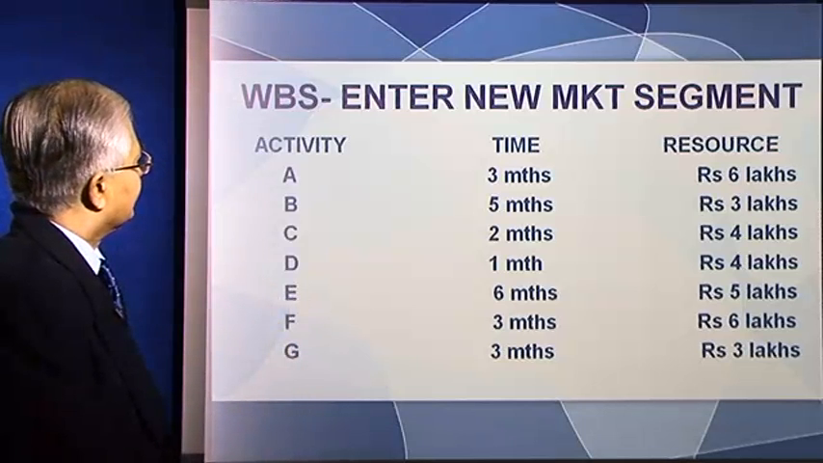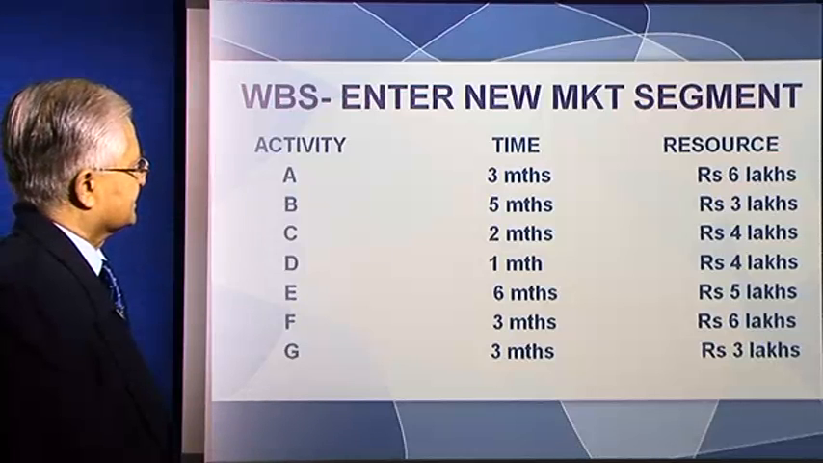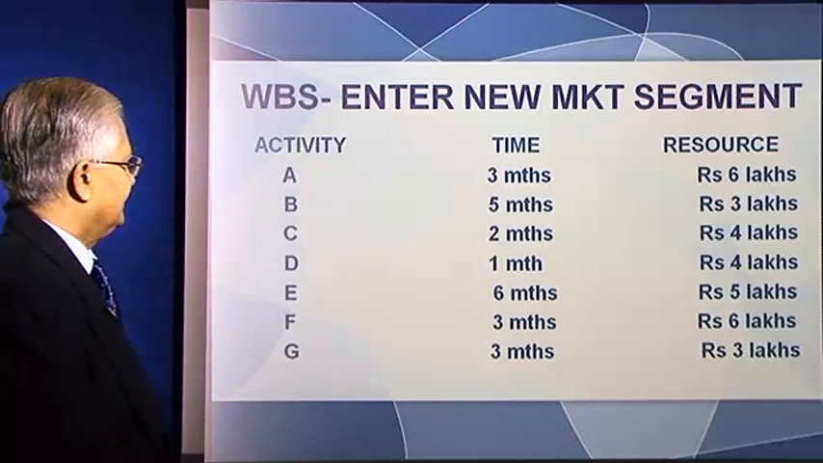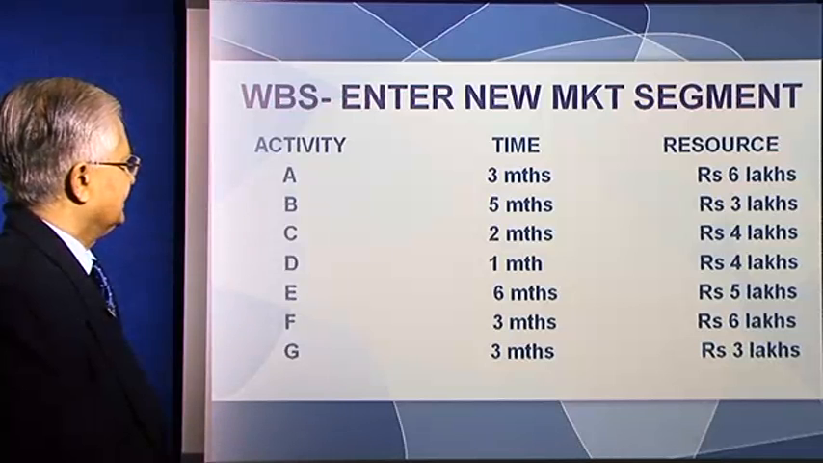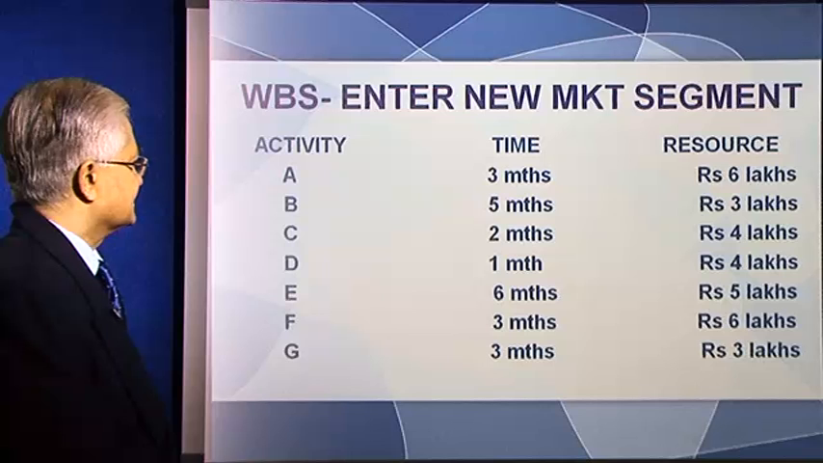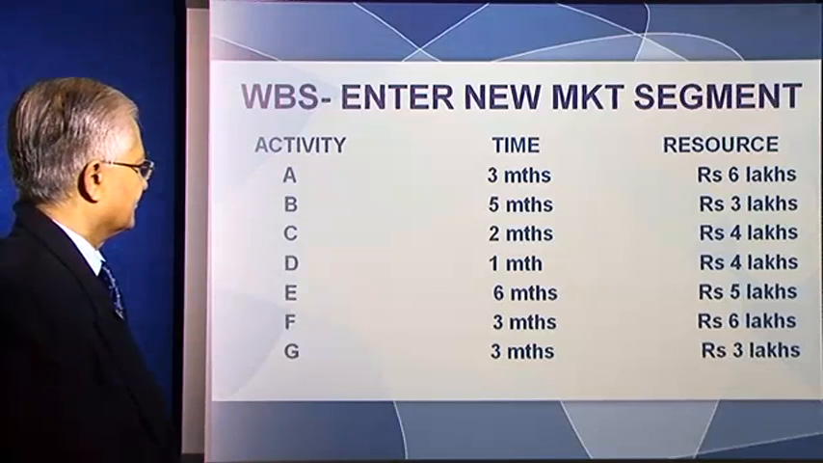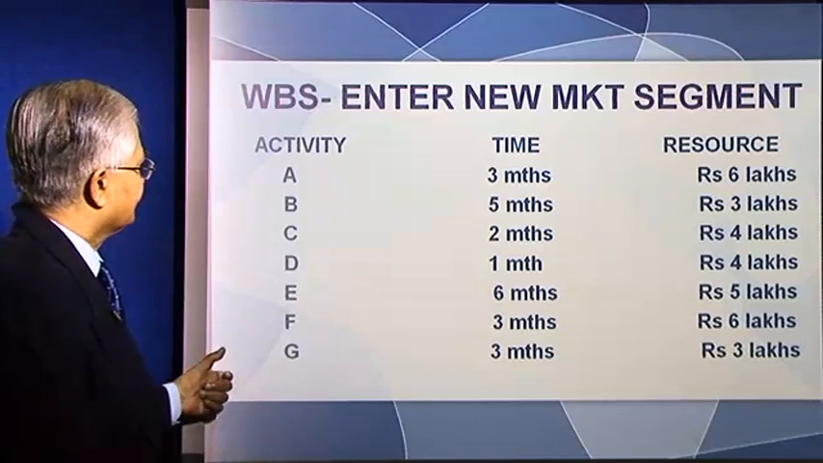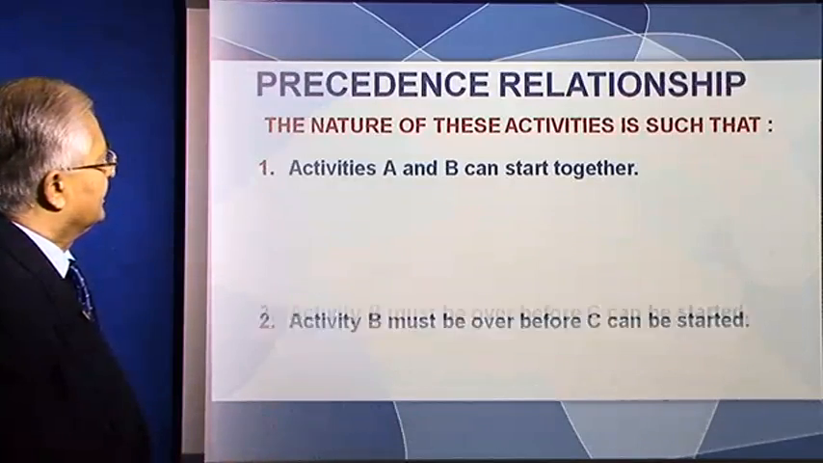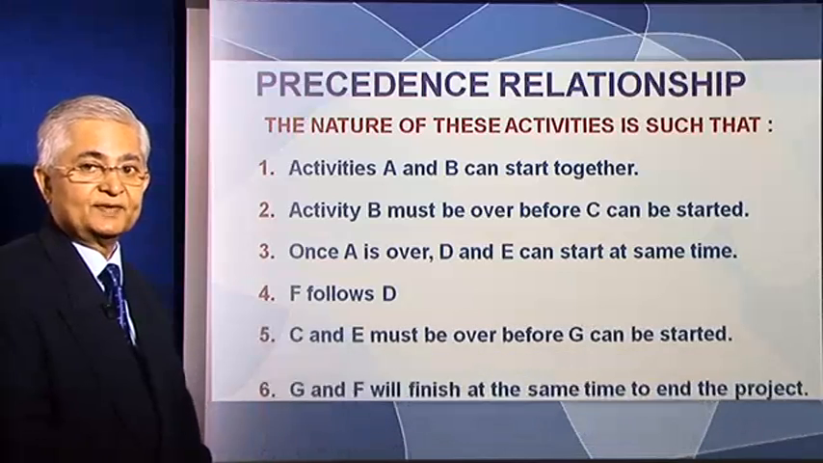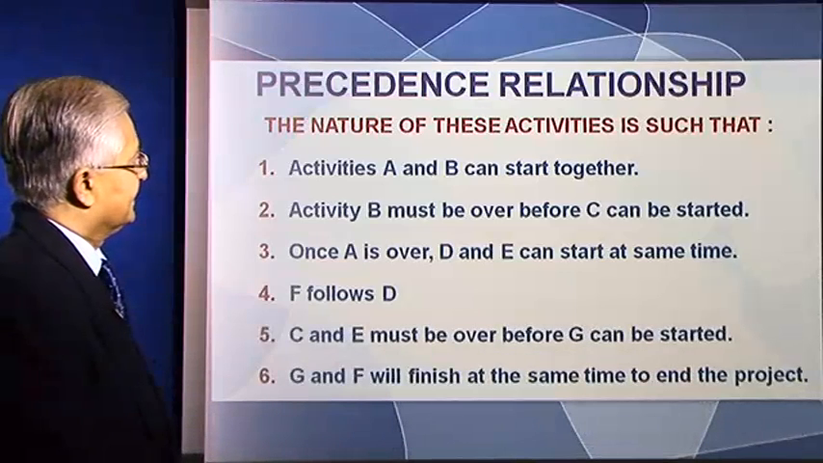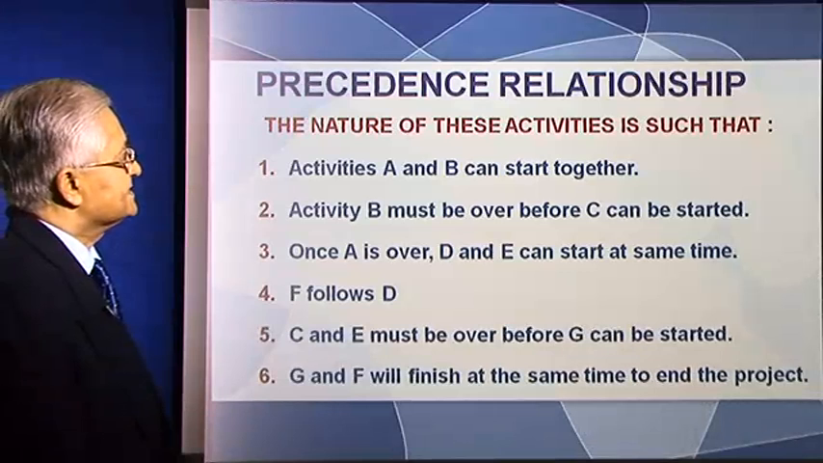Okay, activity A, 3 months, 6 lakhs. B, 5 months, 3 lakhs. C, 2 months, 4 lakhs. D, 1 month, 4 lakhs. E, 6 months, 5 lakhs. F, 3 months, 6 lakhs. And G, 3 months, 3 lakhs. So there is one more thing left in the WBS, and that is the precedence relationship.